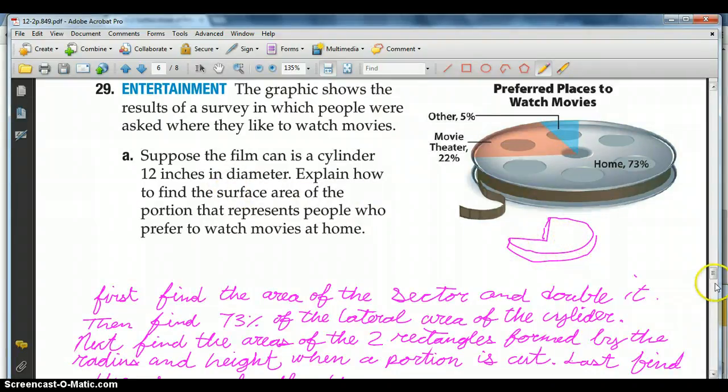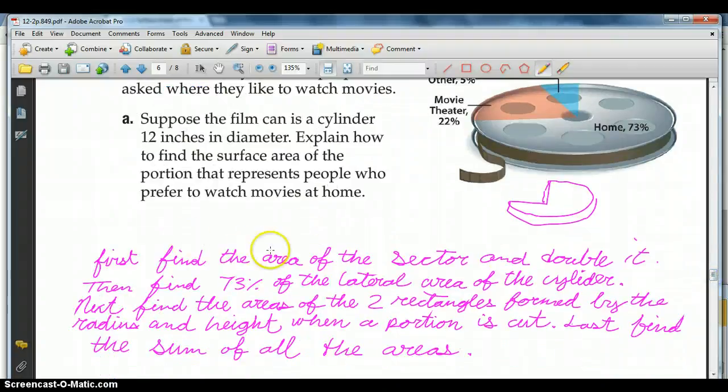So to do that, first we'd find the area of the sector. So we'd find the area of this sector here, and we would double it because we would have that on top and on bottom. Then we'd find 73% of the lateral area of the cylinder, because we just want from here to there and then to stop. We don't want this part. So the 73% is coming from the sector, the portion of the circle that we have. We have 73% of the entire circle.